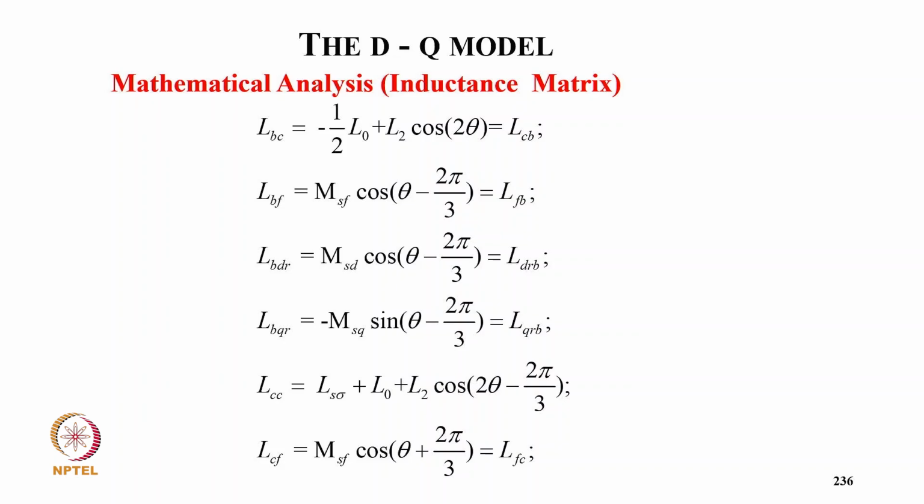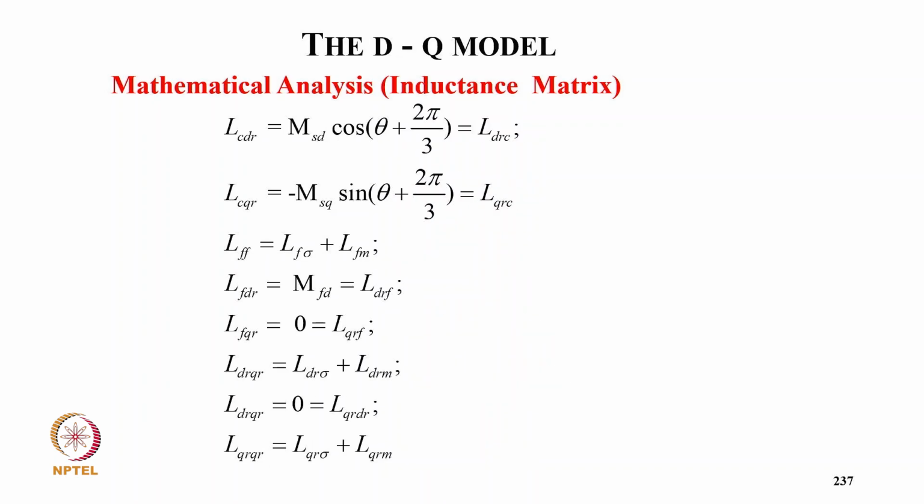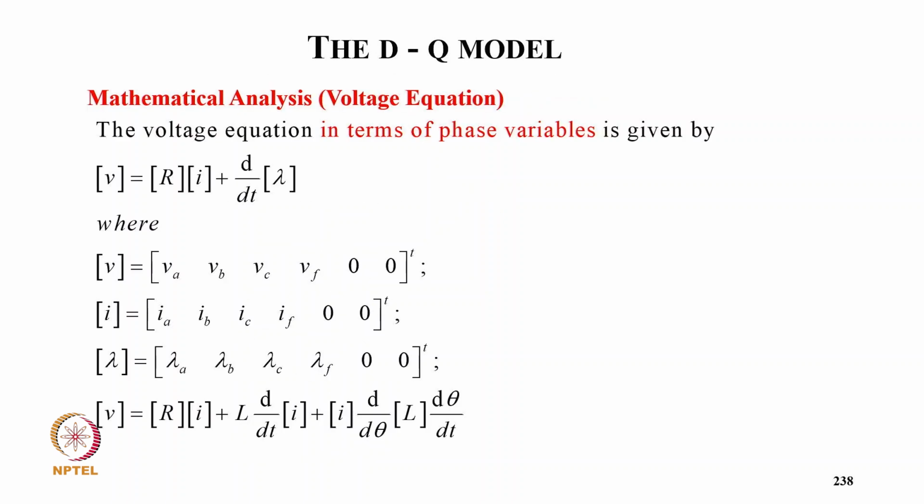And LCC equals L sigma plus L0 plus L2 cos(2θ minus 2π/3). LCF equals MSF cos(θ plus 2π/3), LCDR equals MSD cos(θ plus 2π/3), and LCQR equals minus MSQ sin(θ plus 2π/3). LFF is LF sigma plus LFM, LFDR equals MFD equal to LDR, and LFQR is 0. LDRDR equals LDR sigma plus LDRM, LDRQR equals 0, and LQRQR equals LQR sigma plus LQRM. So all these are the 36 inductances.